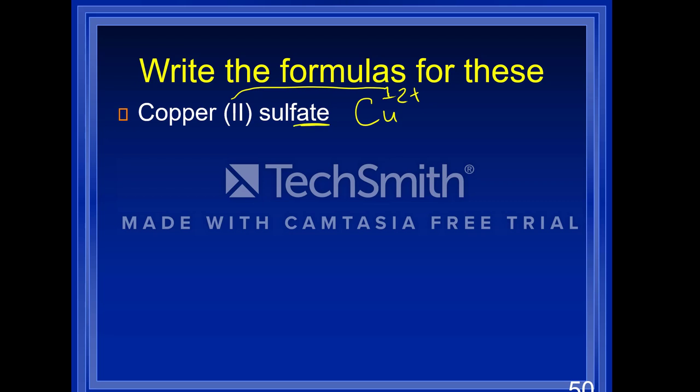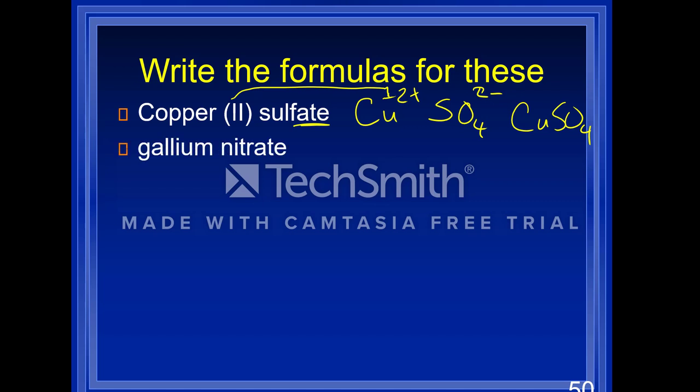Sulfate ends in ATE, so I know it's polyatomic. It's SO4 with a 2 minus charge. Does that add up to 0? 2 plus and 2 minus adds up to 0. So we're done. So it's CuSO4. Same stuff, right? Equals 0, we're done. If it doesn't equal 0, we crisscross.